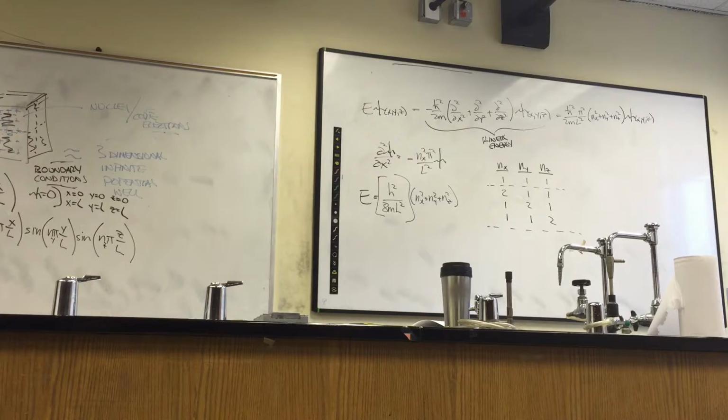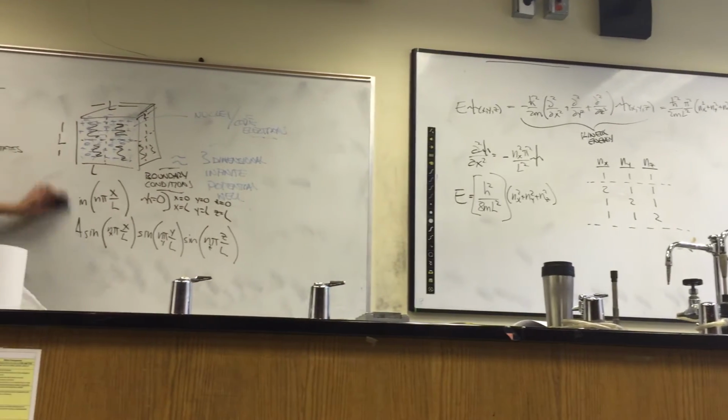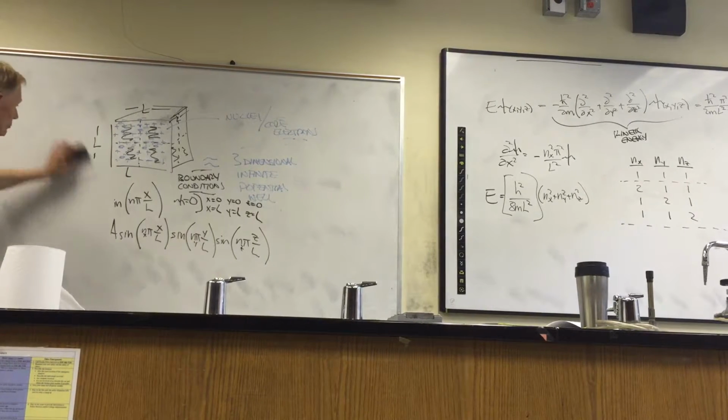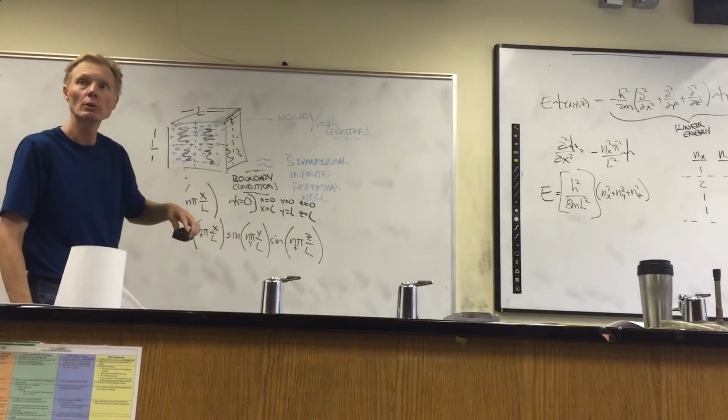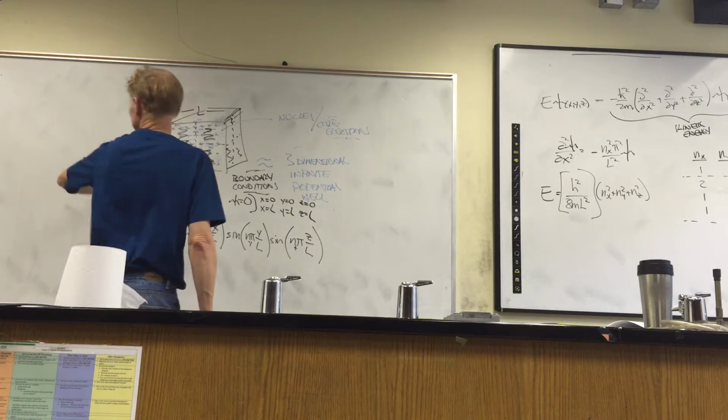That's not a trivial counting problem, so we've got to think of some clever way of keeping track of how many states we actually have. Anybody have the time? What time do we have? 2:08. Okay.